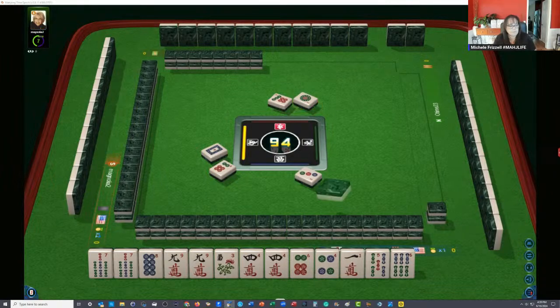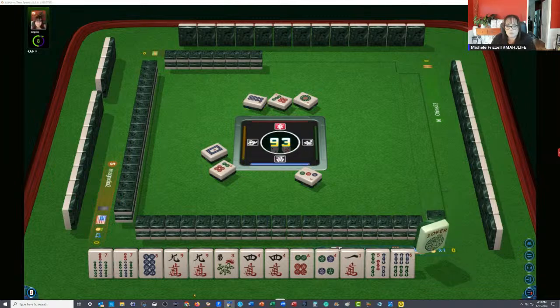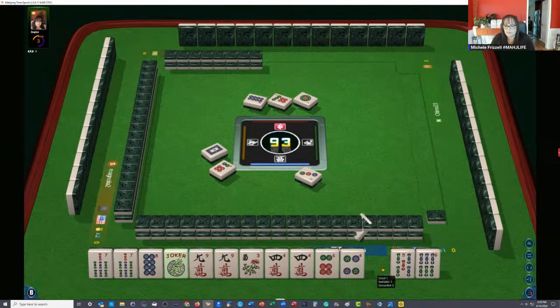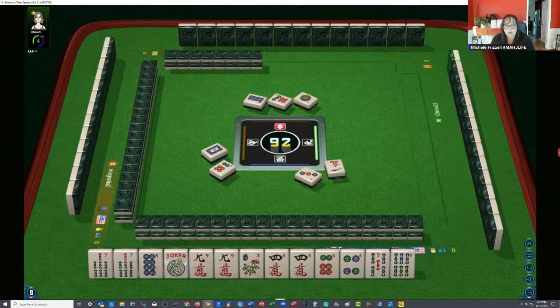1 dot. 8 dots. All right, so oh, that was our tile. Here we got a joker, so that'll be helpful. 1 character. So we got a keeper in there. We'll be able to Kong one of these.